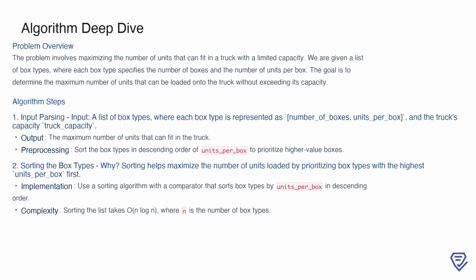First, we parse the input, which consists of a list of box types and the truck's capacity. Then, we pre-process the box types by sorting them in descending order based on the number of units per box. This sorting step is crucial because it ensures that we prioritize the most valuable boxes first when loading the truck. Sorting the list takes O(n log n) time, where n is the number of box types, and this optimization forms the foundation for the rest of the solution.